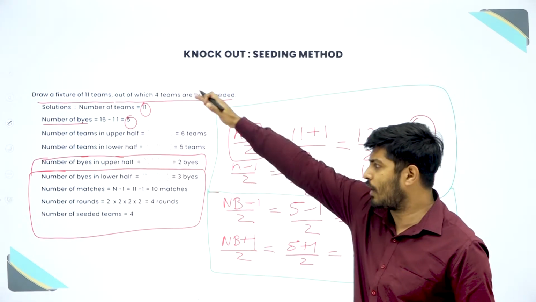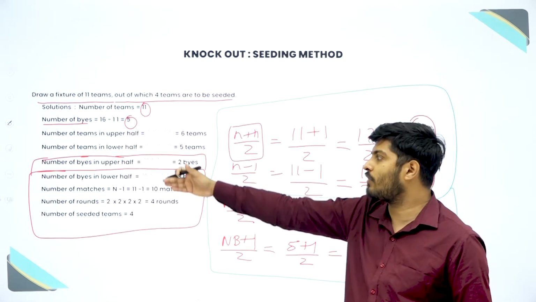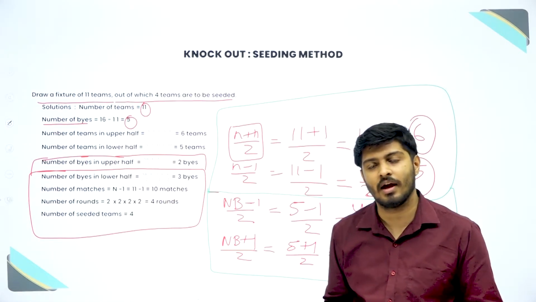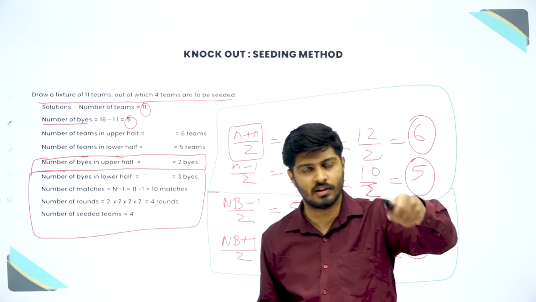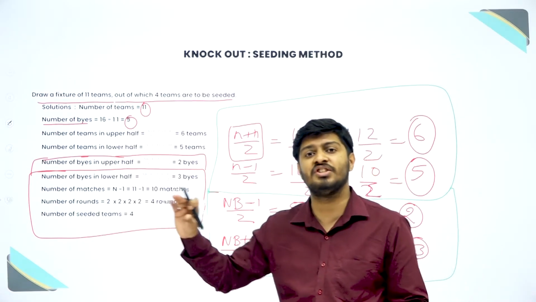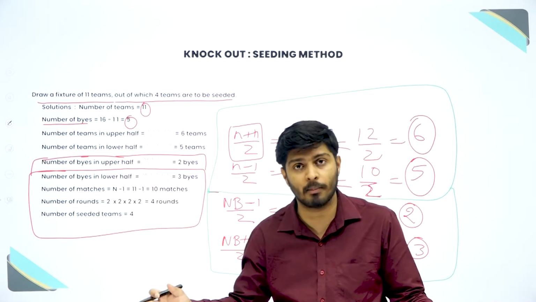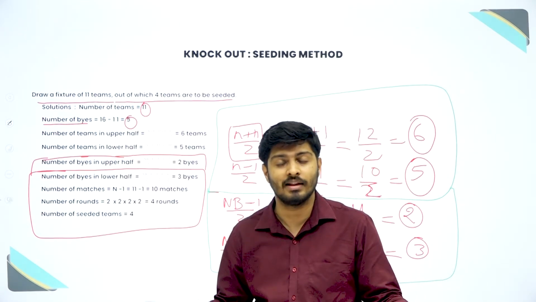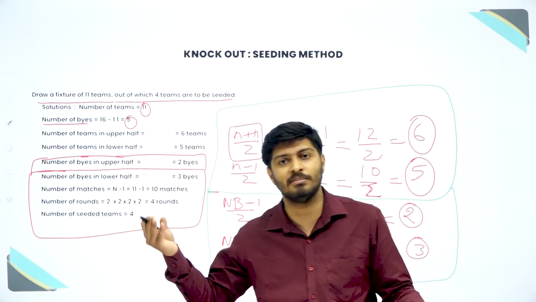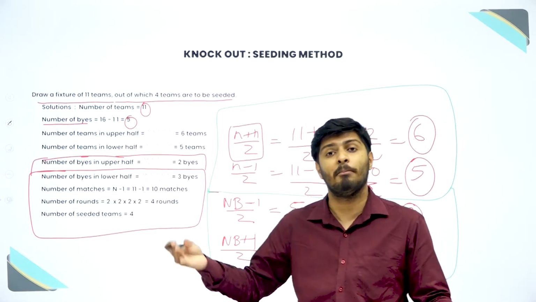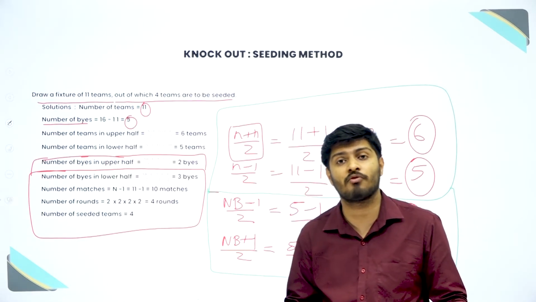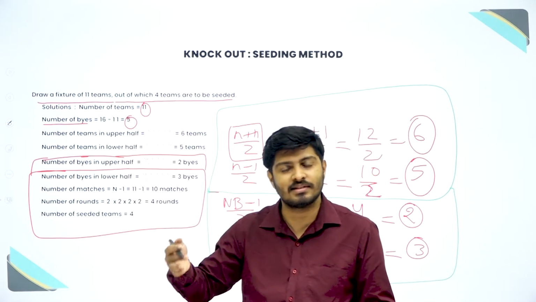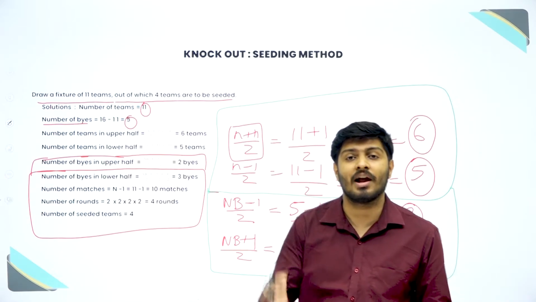Okay? Now that we have calculated all the essential things that are required for the fixture, if you remember, at the start of this session I taught you the essential things required for a knockout tournament. There you studied teams in the upper half, teams in the lower half, byes in the upper half, byes in the lower half, all those things. Now let's go back and see how the fixture will come up.